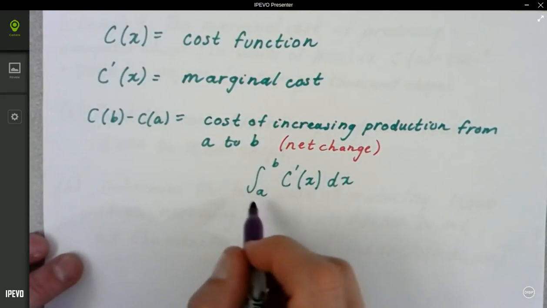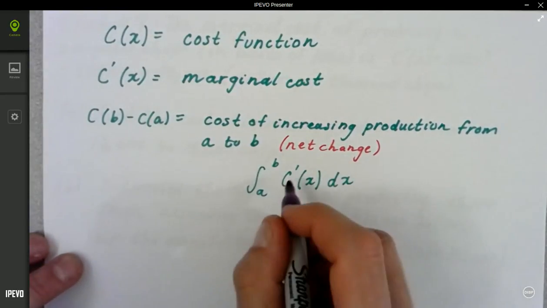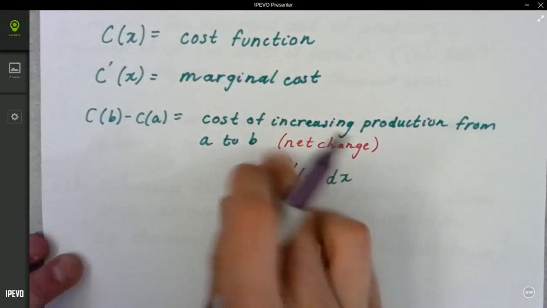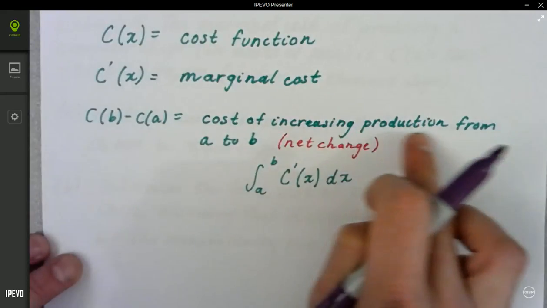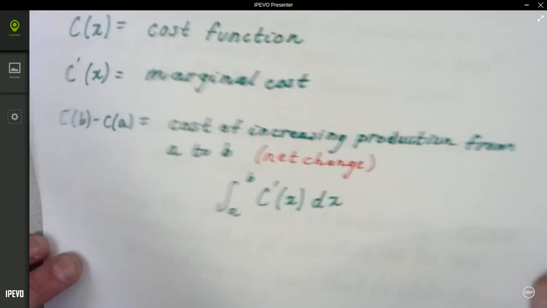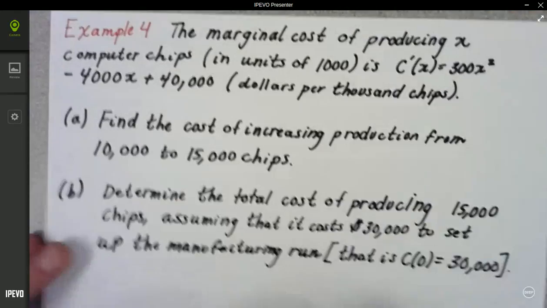Okay, so here's the integral from A to B, or time interval, of C prime of x dx. So that's what we're looking at integrating here. And we know the amount to increase production from A to B is called the net change. Here's our net change. Okay, so I've got one example to show you on marginal cost.